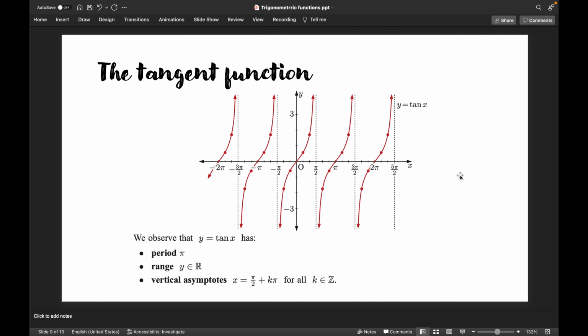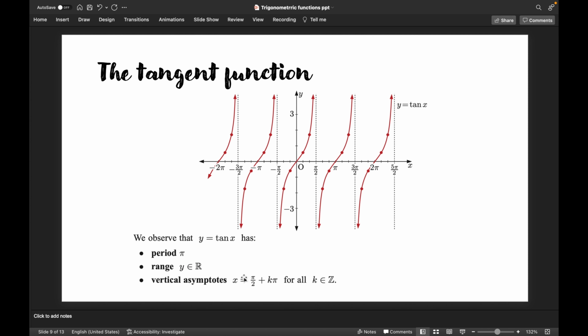Okay, so now we're going to move to the tangent function. This is kind of different from what we've seen before. Over here, the period would be pi. Before, in cos and sine, the period was 2 pi. But in the tangent function, it's pi.